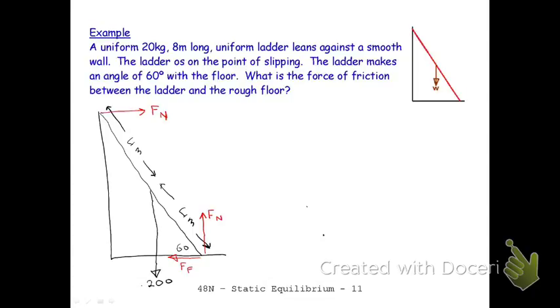Wait, why is it pointing up? Is there a frictional force at the top? It says smooth wall. So, smooth wall, no. Frictionless. If there was a frictional force at the top, which direction would it point? Upwards, because the tendency is for the ladder to slide down.